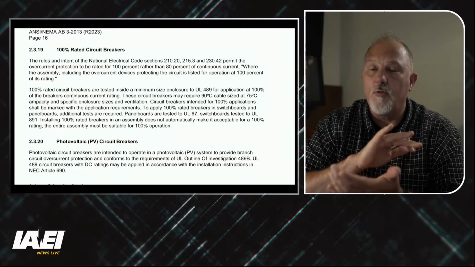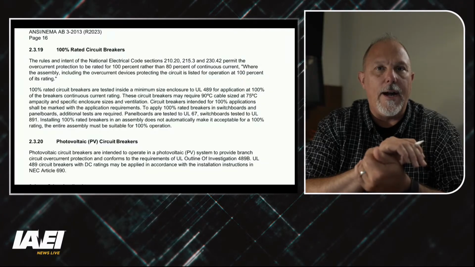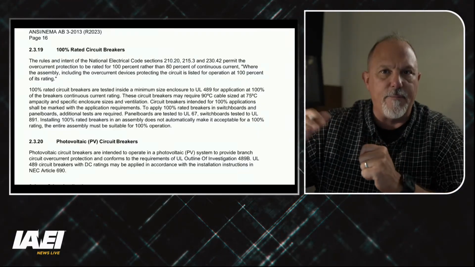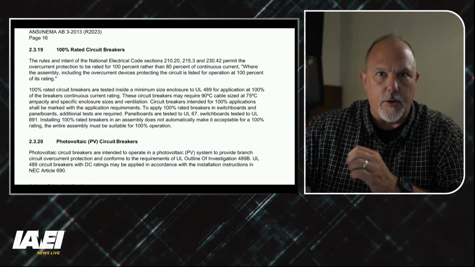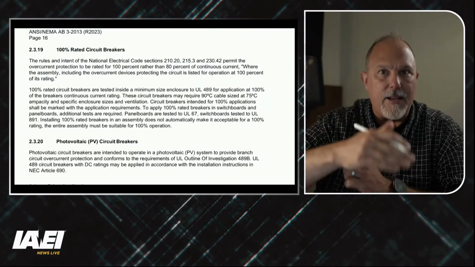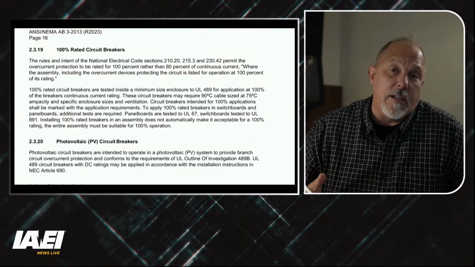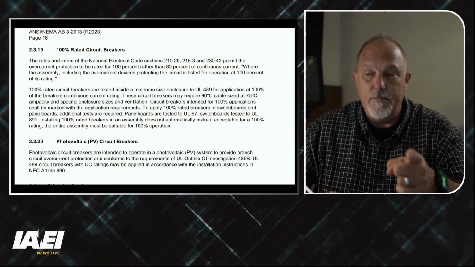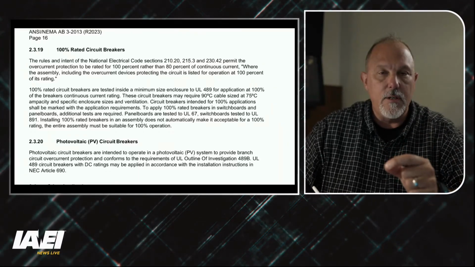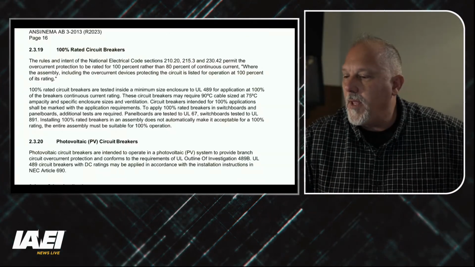If you have a 100% rated circuit breaker and associated equipment, then I don't have to worry about the overcurrent device and the equipment being greater than 125% of the continuous current. I can use that equipment at the continuous current without doing the 125%. So what it does is it reduces the size of a lot of stuff. But the issue that you have is you just can't take a 100% rated breaker and put it in any panel board.